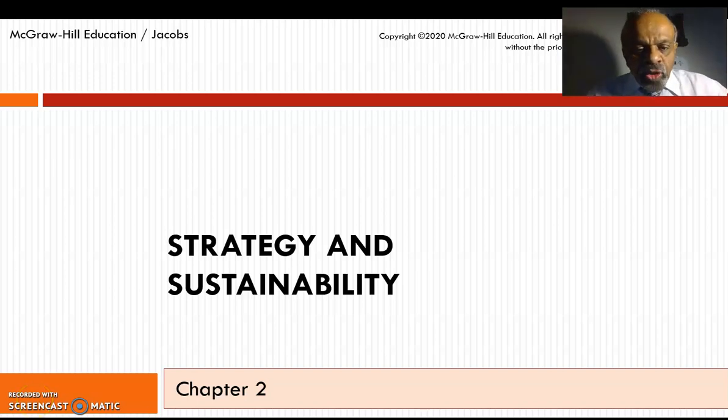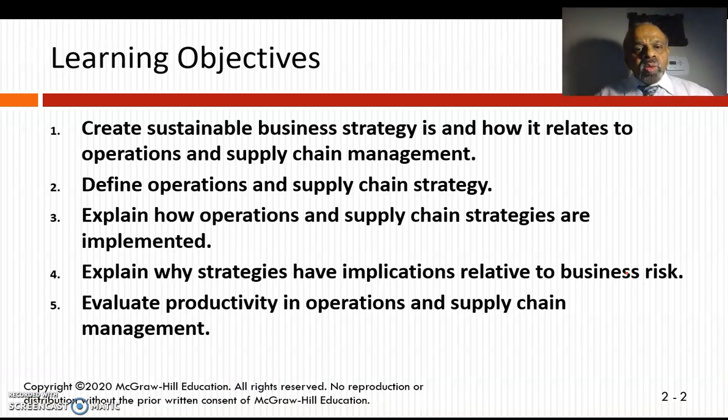So, welcome to chapter 2. We're going to be talking about strategy and sustainability in this chapter. So, what we're going to do is to learn what is sustainable business strategy and how the sustainable business strategy is related to operations and supply chain management.